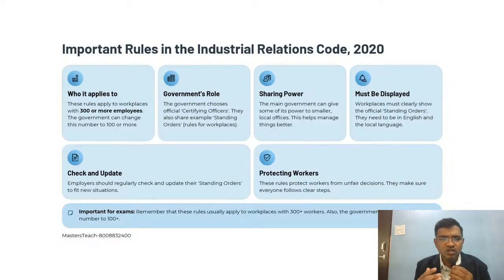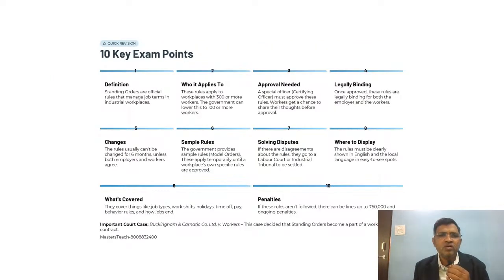So remember these rules: who supplies the government rule, who is going to share it, where it is to be displayed, who is going to check that it is up to date, and how the workers are protected. These you should remember. From the examination point of view, you have to remember standing orders officials, and to whom it applies: it is 300 plus workers, or even for less, 100 workers also, if approved.